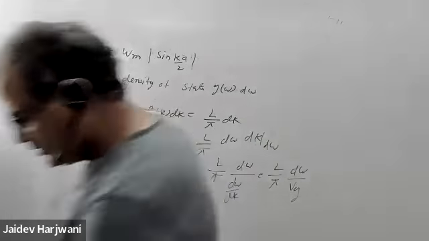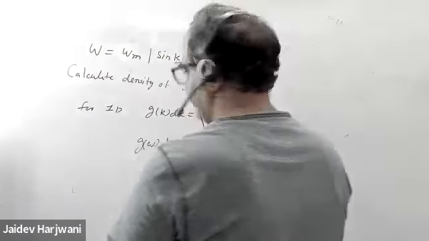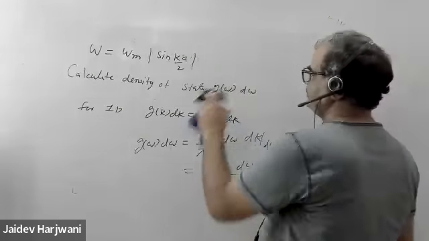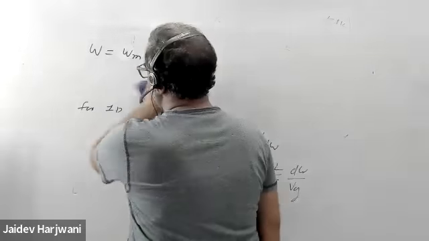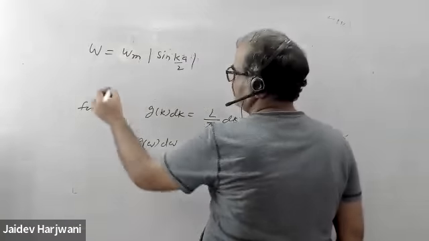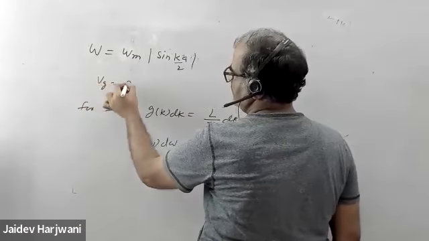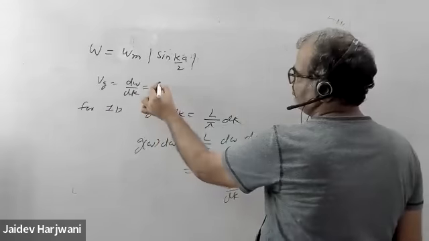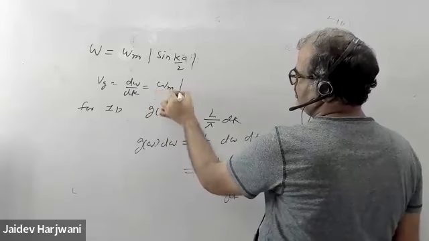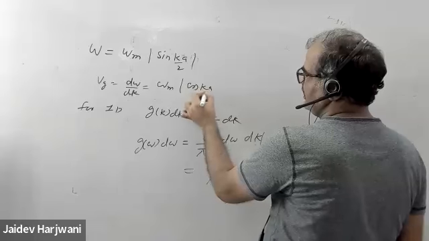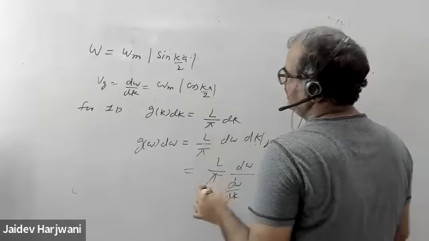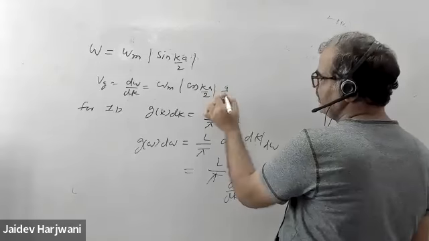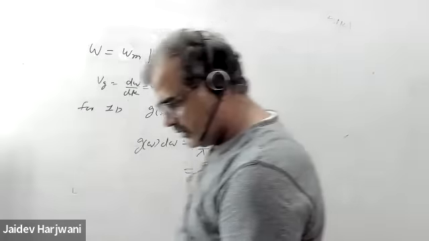Okay, so if I differentiate this one, Vg, so Vg is d omega upon dk, okay, that will be what? Vm, sine, it will be cos k by 2. Okay, and if you differentiate k again, so you get a by 2 again. Okay, a by 2 again.